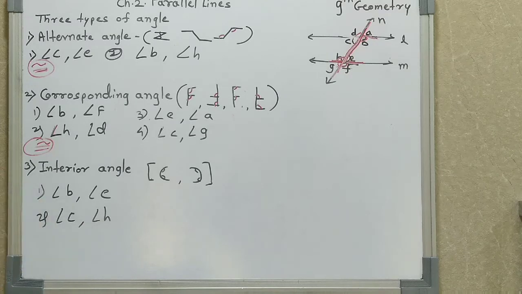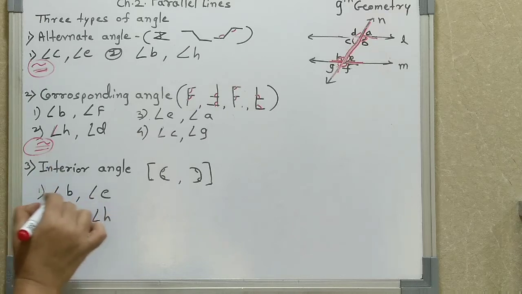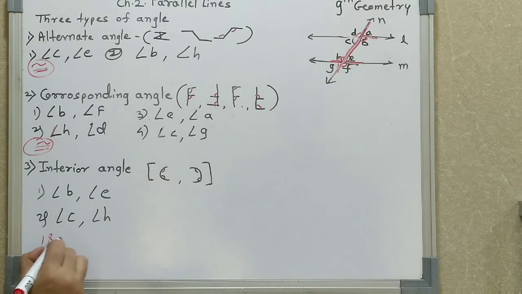And the next one is, when a transversal intersects two parallel lines, interior angles are supplementary, which means the addition of these two angles is 180 degrees. So these theorems are related to these three types of angles. When we identify the pair, then we can easily prove this property. So remember all three types of angles and their properties.